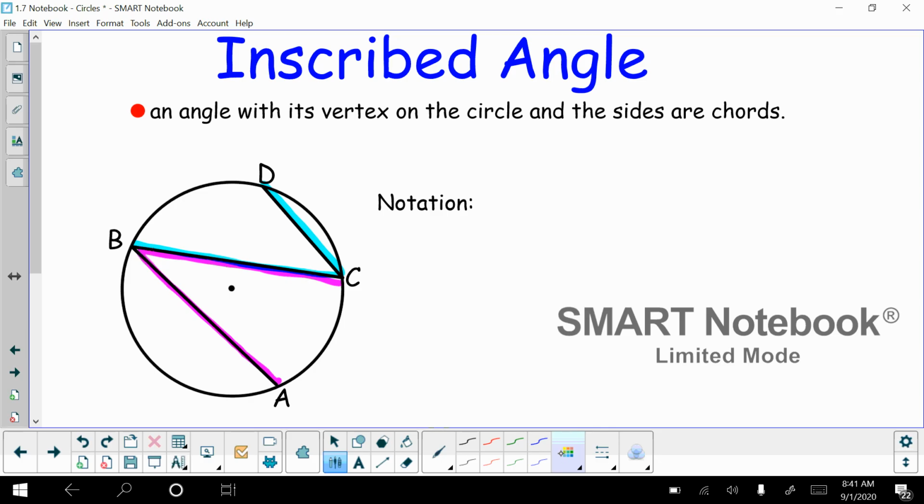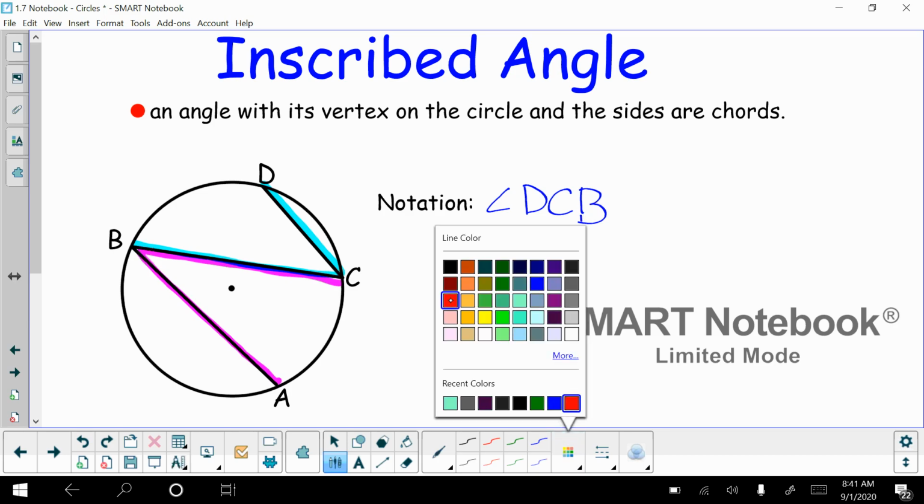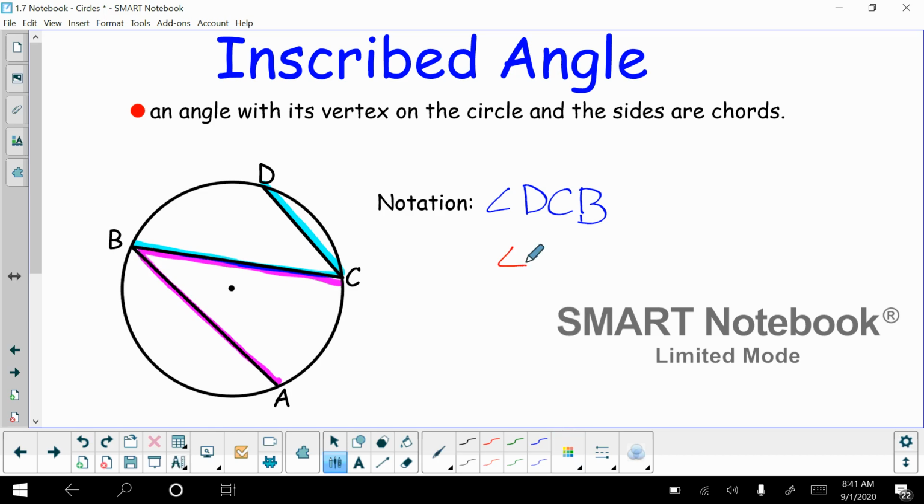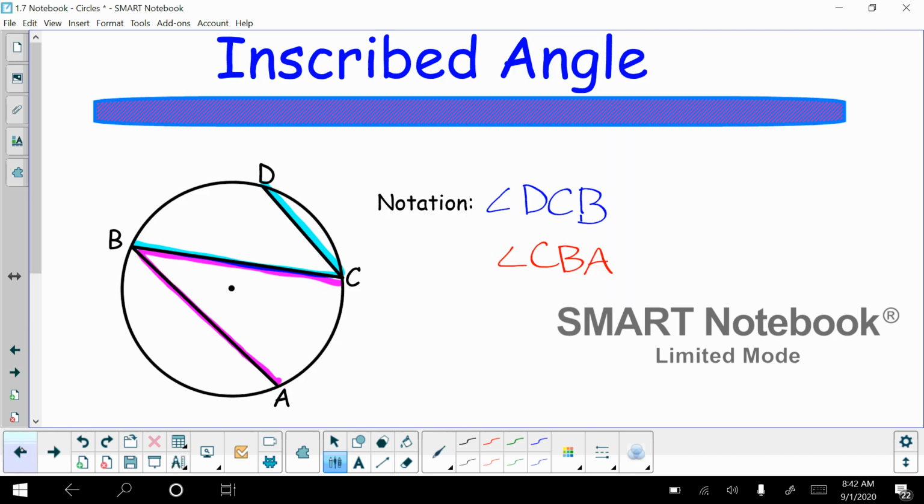So the blue angle is going to be angle DCB. Okay, and then the pink angle is angle CBA. Okay, and we're not going to talk about how it's related to its arc yet. Okay, so make sure you are able to name and identify inscribed angles in a circle. And then that's it.